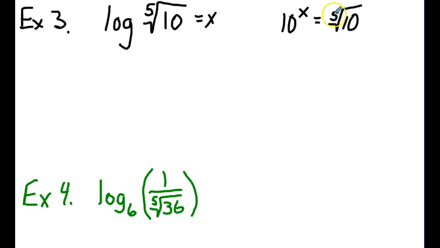Now looking at this right side of the equation, the 5th root, we can rewrite that as an exponent value. So 10 to the x equal to 10. The 5th root is the same as an exponent of 1/5. Now our bases are the same. We create a new equation because we know the exponents must be the same. Thus we get x equal to 1/5.